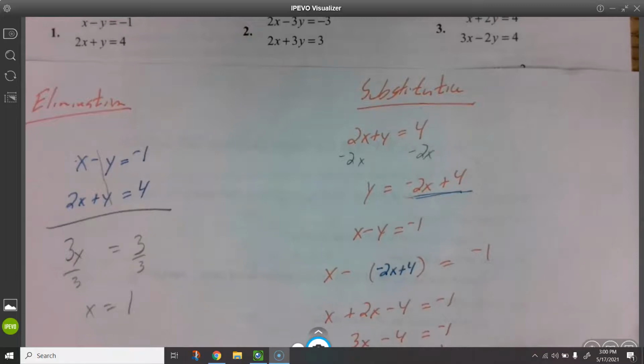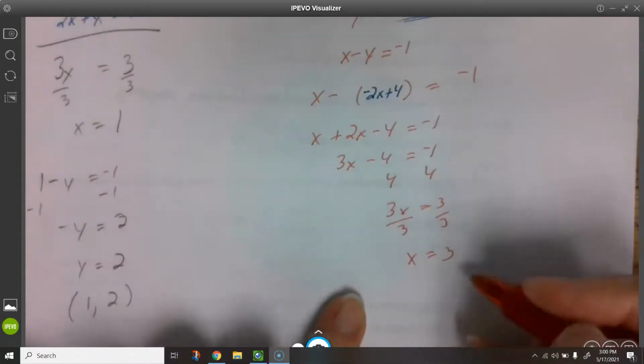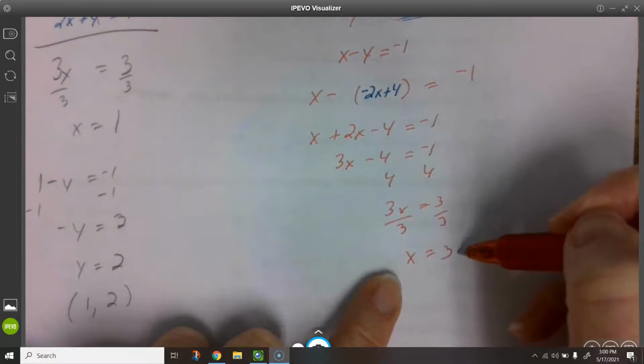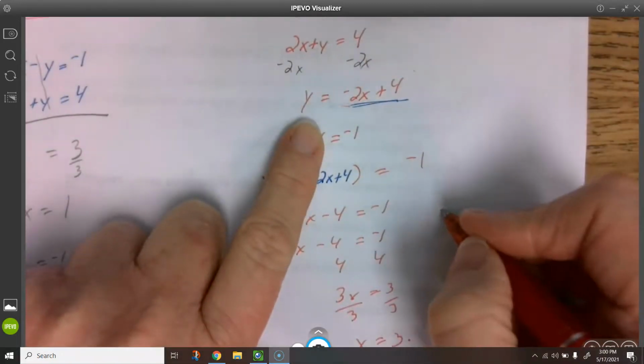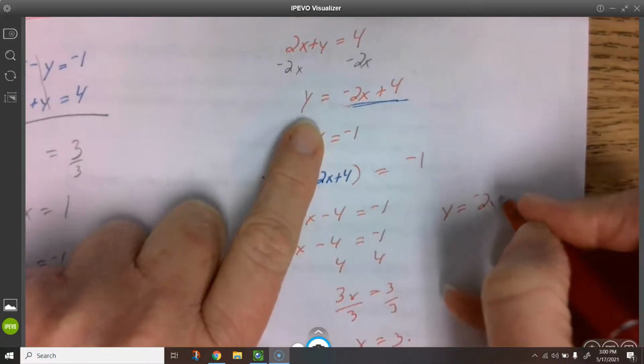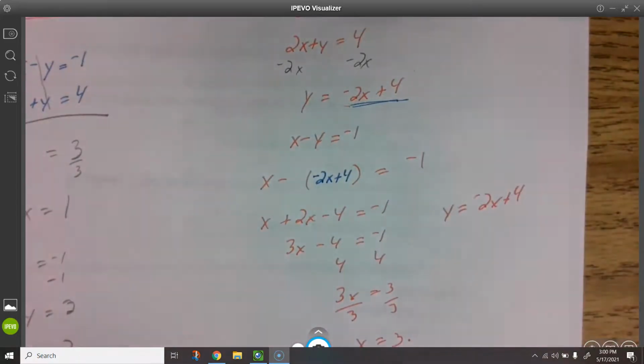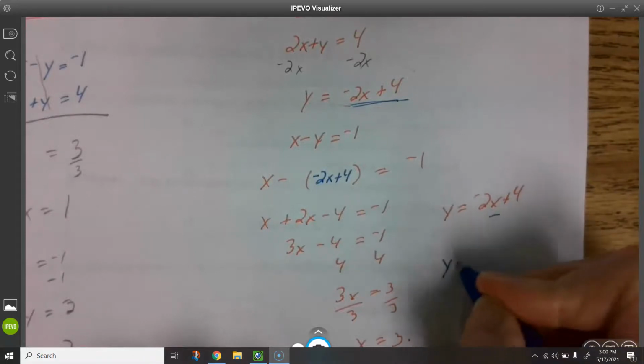And of course we get x is equal to 3 once we have x. So I solved that whole equation for x. Once we have x, plug it into any of your equations. I'm going to plug this into here: y is equal to negative 2x plus 4. And I'm going to plug 3 in for x.